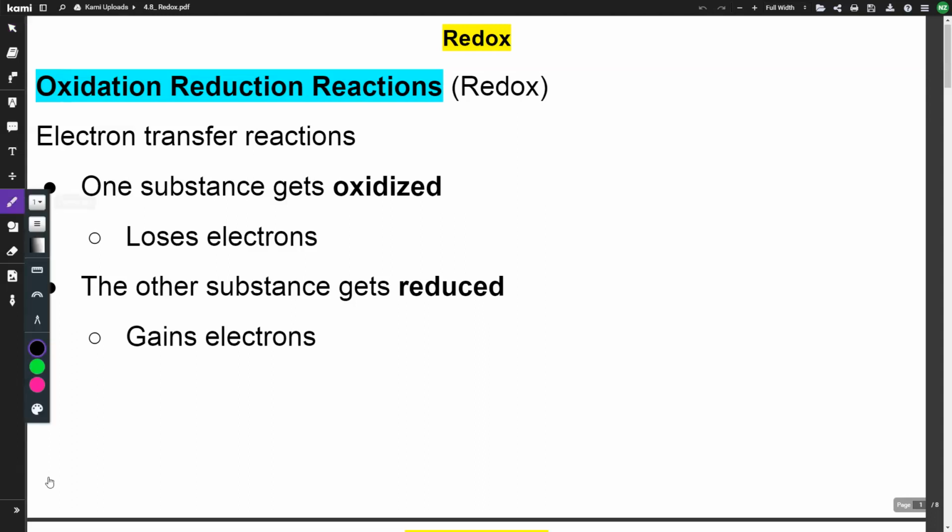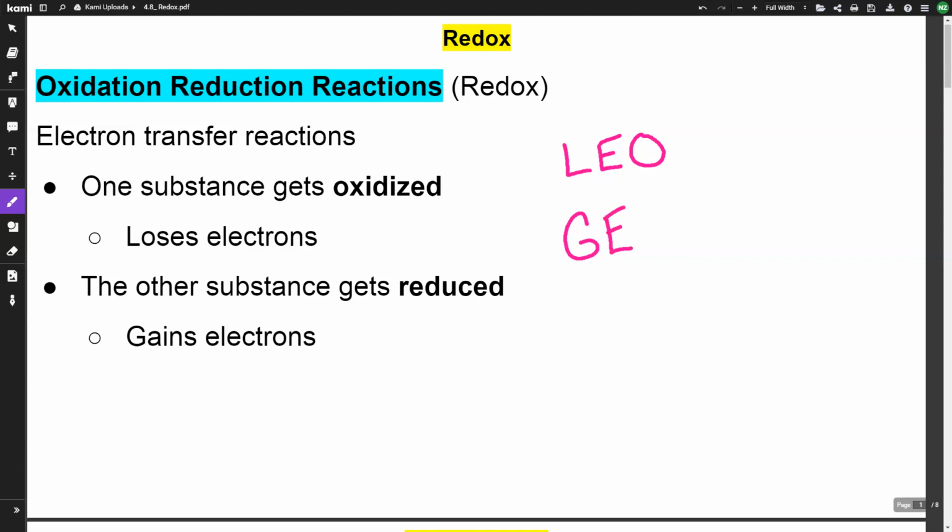just how it goes. There's an easy way to remember this, and it is Leo the lion says grr. So loss of electrons is oxidized, Leo. Gain of electrons is reduced. Now there are other ways of remembering this, but that's the way that I like to remember it. So feel free to figure out another mnemonic, but Leo the lion says grr is my favorite.